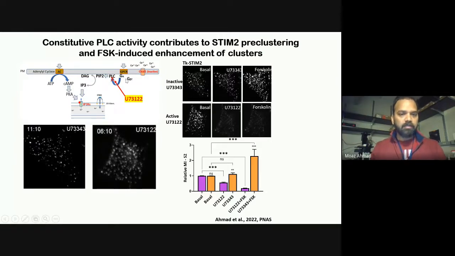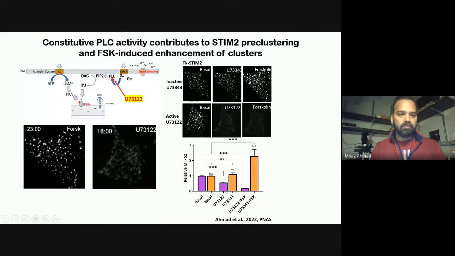But what I interpret from these data sets is that if you block this PLC pathway, and even if you stimulate with this pathway, it is not sufficient to cause some activity of the IP3 receptor dependent Stim2 clustering.